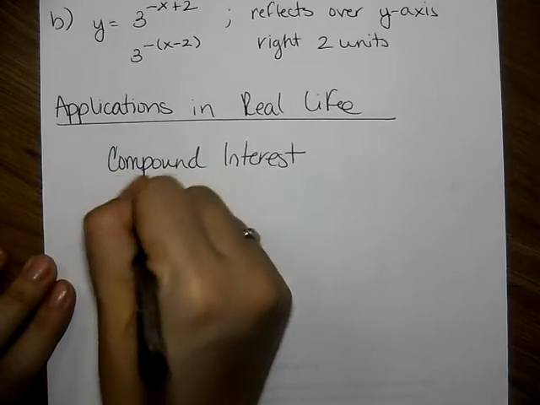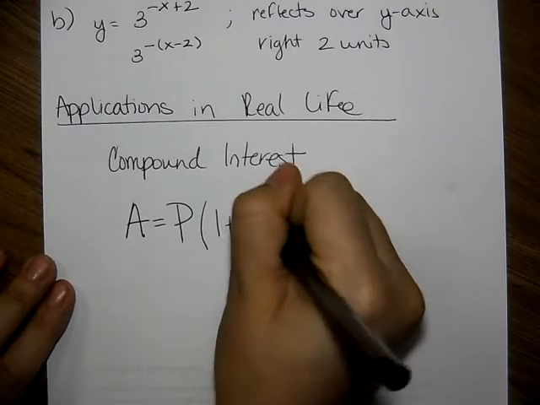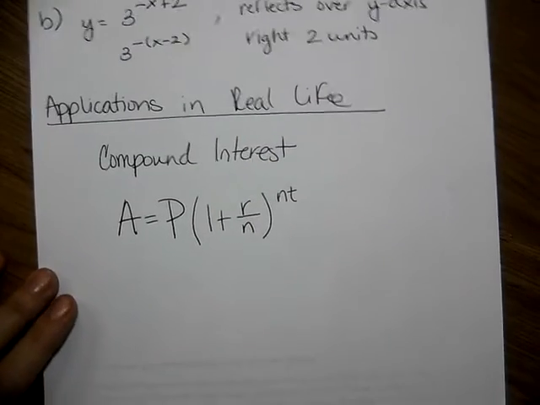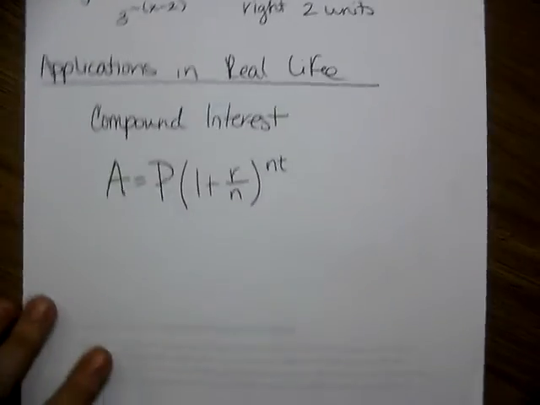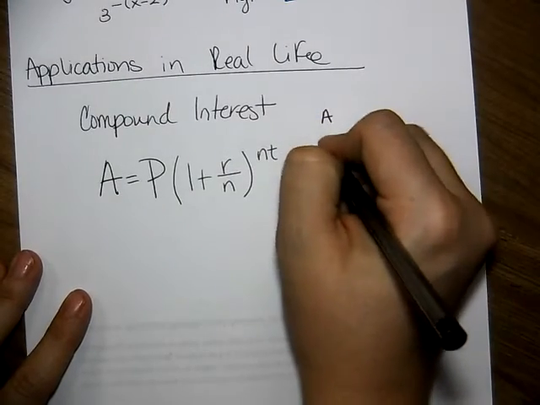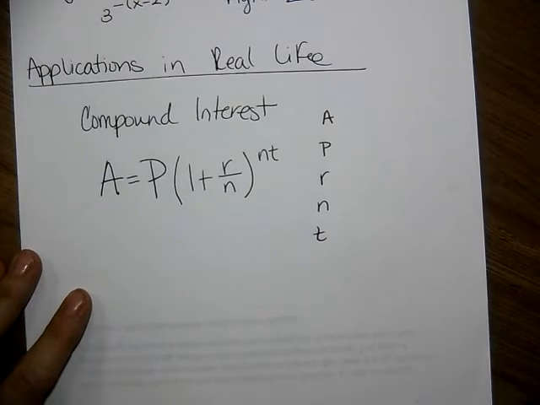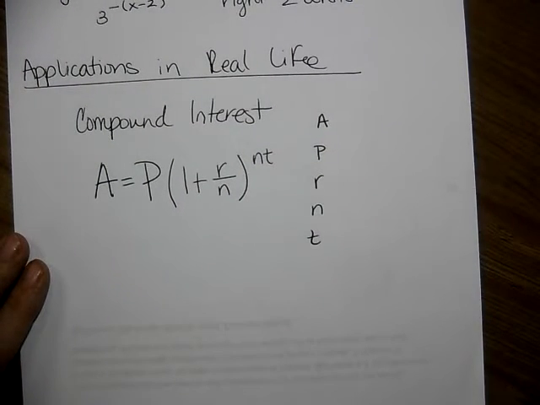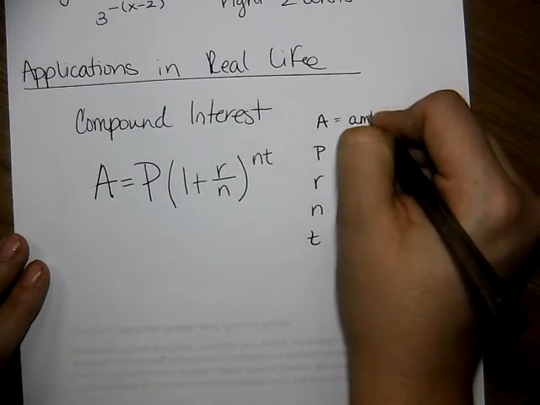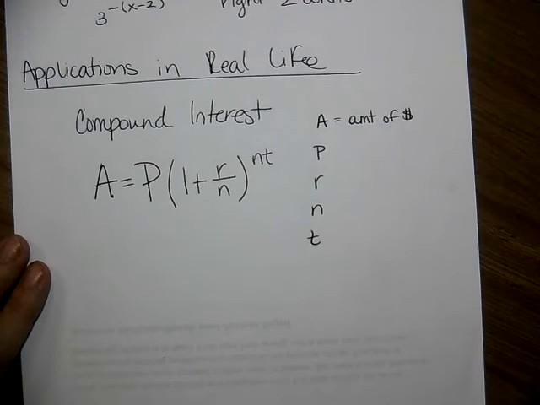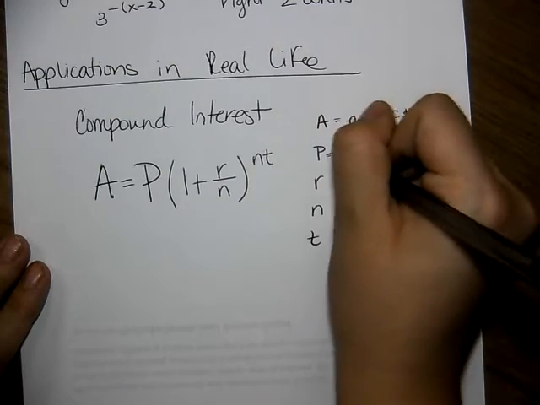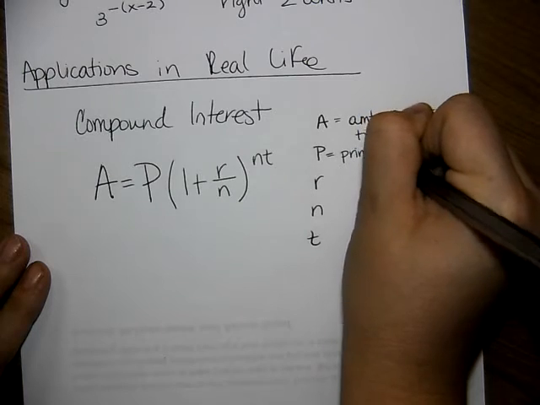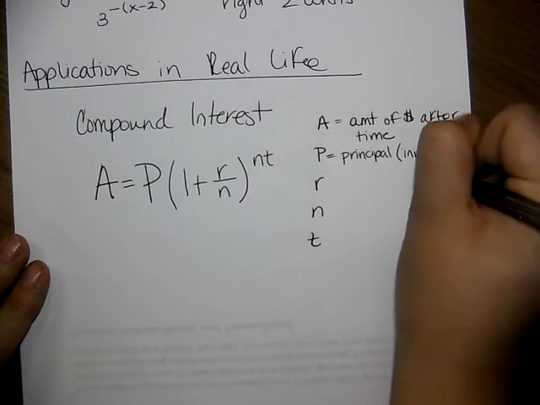So compound interest, we have A equals P times 1 plus R over N to the N times T. You remember this formula? This is it. All the marbles. Okay, let's talk about all these pieces: A, P, R, N, and T. A stands for the amount of money after a certain amount of time. P is your principal amount. It can also be thought of as your initial investment.